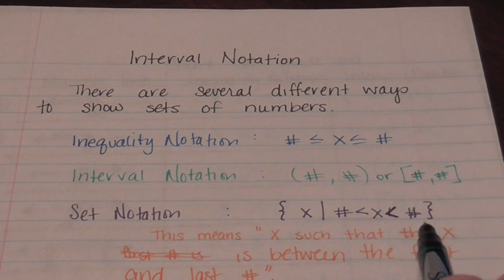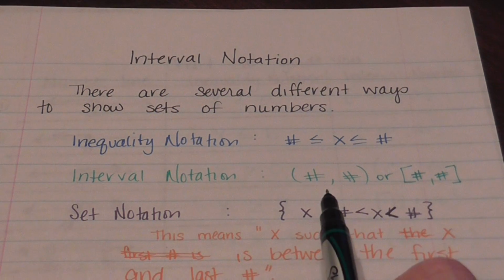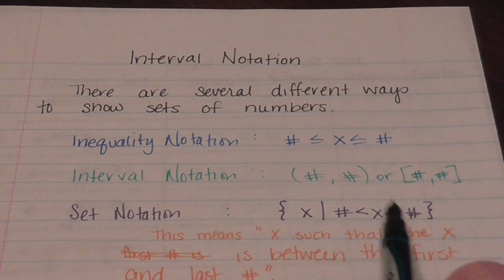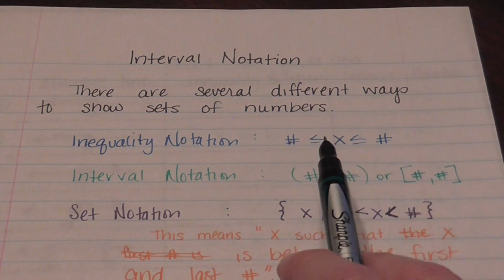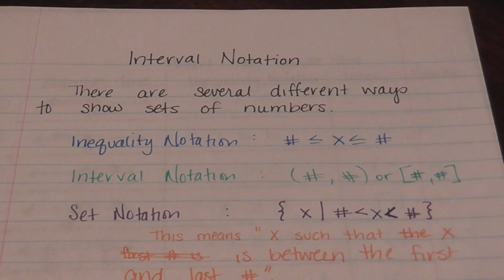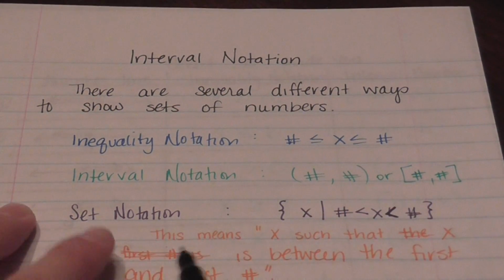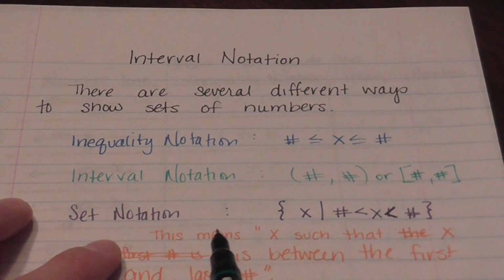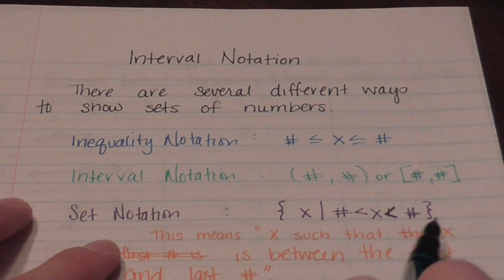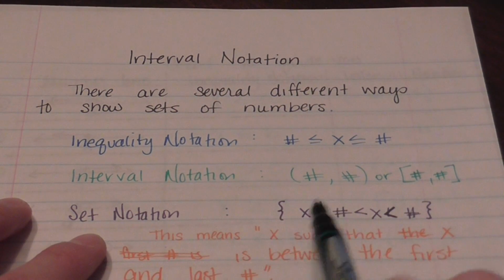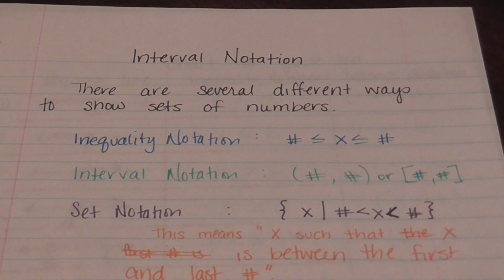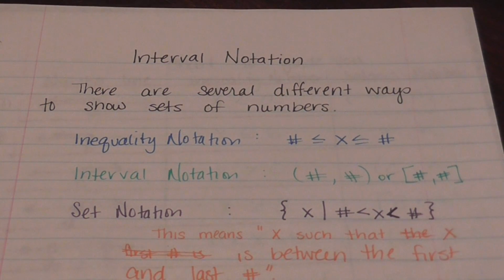So you see these pretty set symbols, and then it's got your x and this straight line, and then a number and some sort of inequality happening over here, which looks really similar to inequality notation. You read this as x such that x is between the first and last numbers that they name. So you can say x is such that x is greater than. Set notation just really isn't used very often anymore.